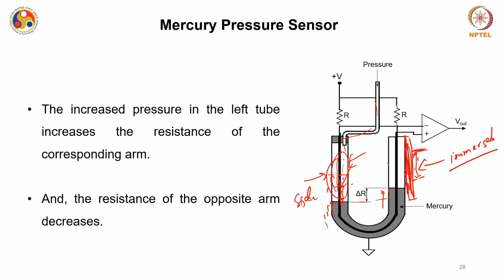So what is happening is, due to the increase in pressure on this side, I am calling it side 1 and side 2, you can also call it the left tube or right tube. Due to the increase in pressure in this left tube, the resistance of the corresponding arm increases, and the resistance of the opposite arm decreases with the same effect, because of the applied pressure only.